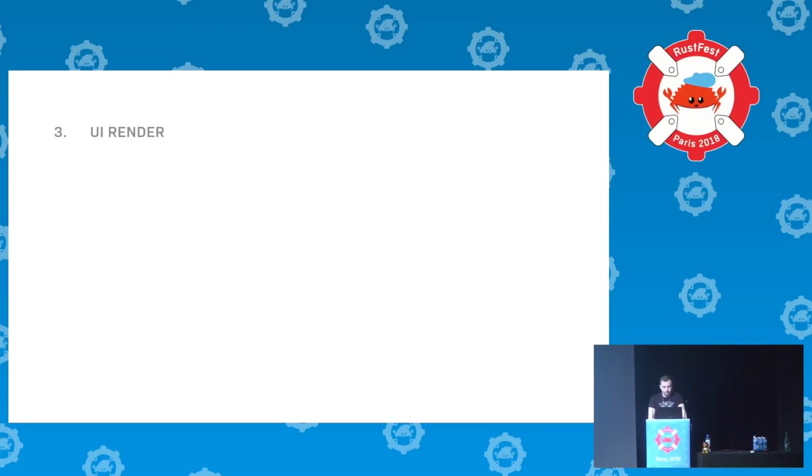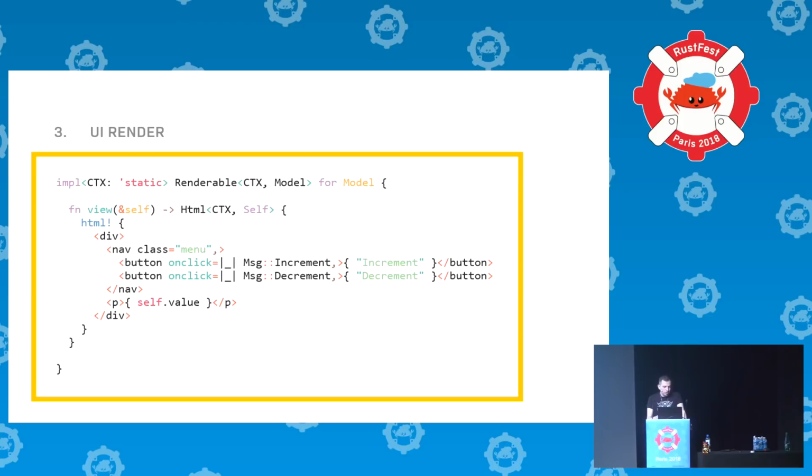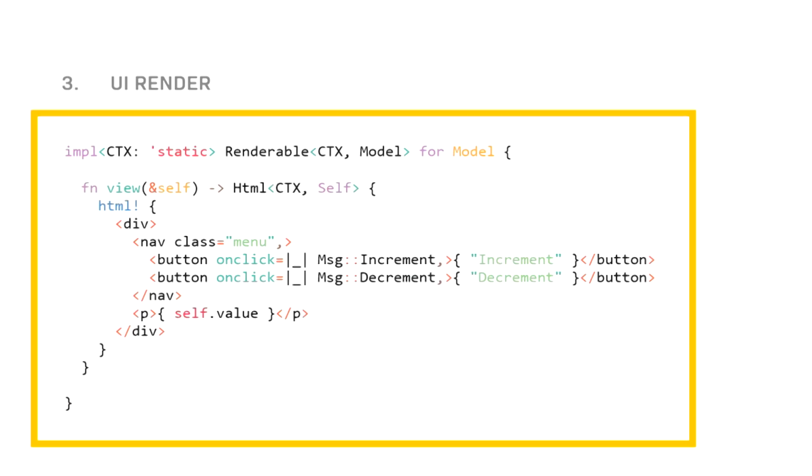Let's look at how to create the look and feel of our brand new component. To make it renderable, you have to implement the Renderable trait, which contains a view method, and this method should return a virtual DOM tree. It's simple to make with a special macro included in the framework, the html macro. It allows you to use HTML notation inside Rust code, and you can put HTML text directly into your code. You can also see the click handlers in the buttons, and they send messages back into the update function when you click on these buttons in the browser.